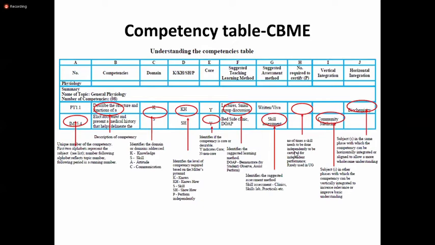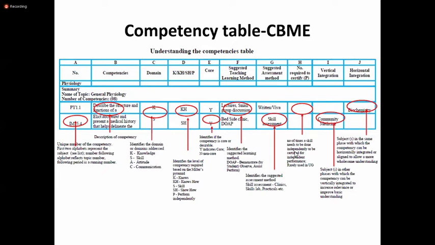Horizontal integration is integration with other departments in the preclinical subjects. So preclinical subjects are 3: anatomy, physiology, biochemistry. So the biochemistry department can horizontally integrate with anatomy and physiology only. But if the biochemistry department wants to integrate with surgery, medicine, like these final year subjects, that comes under vertical integration. Like this, what type of integration should be done for each competency, all this has been given in detail in the NMC guidelines.